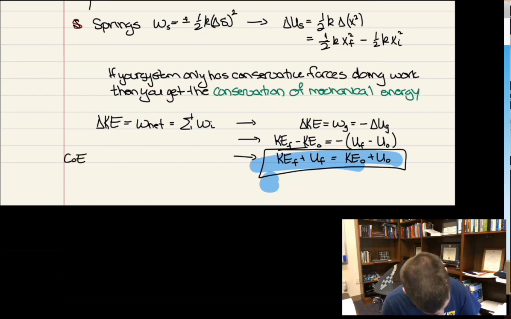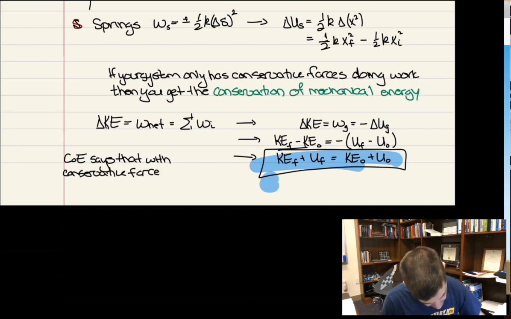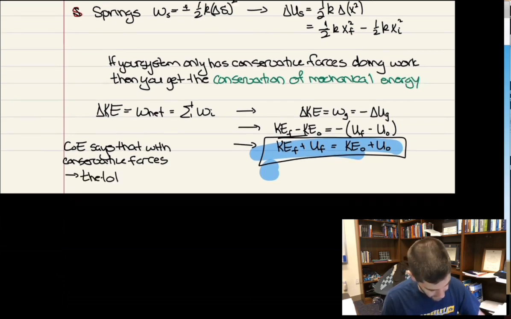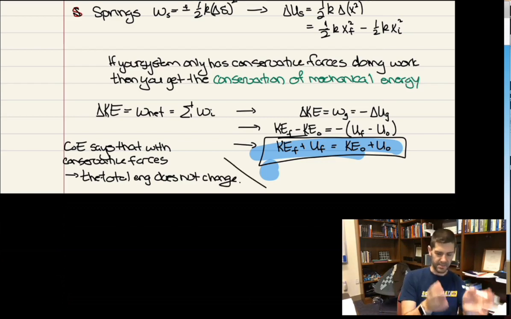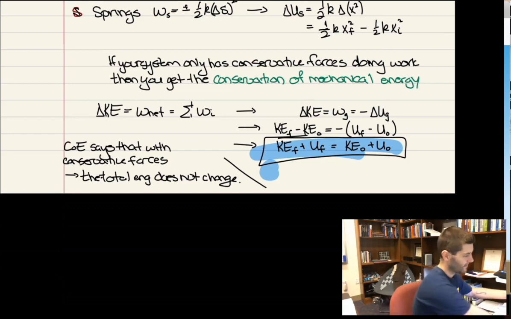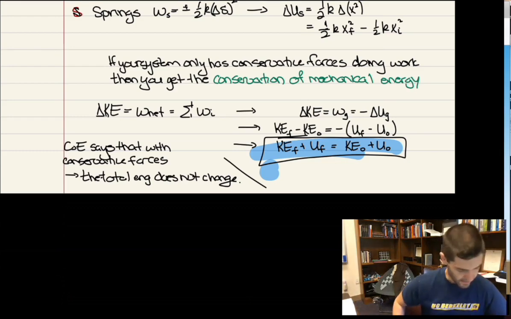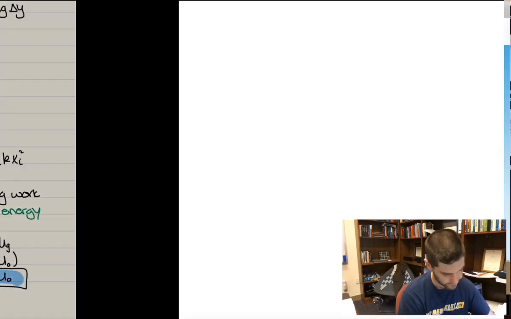Conservation of energy says that with conservative forces, the total energy does not change. Kinetic plus potential at the beginning equals kinetic plus potential at the end. There is no difference in the overall magnitude of their sum, which is pretty great. That is actually quite a useful and powerful statement. And this is kind of our first example of conservation. Let me do one example, and then the next lecture will be many more examples.